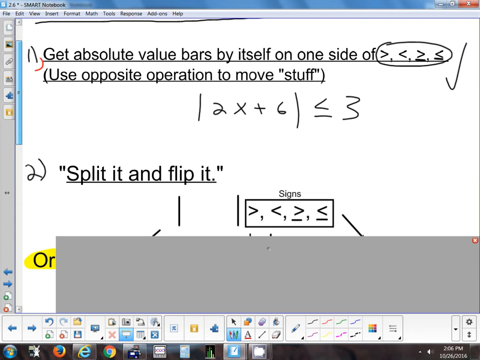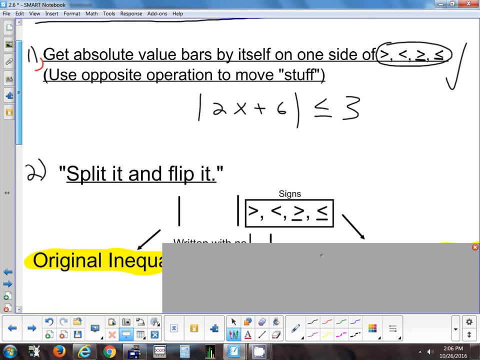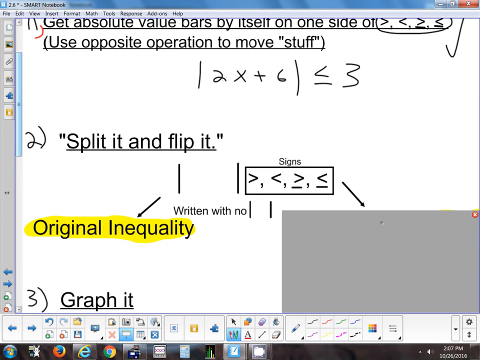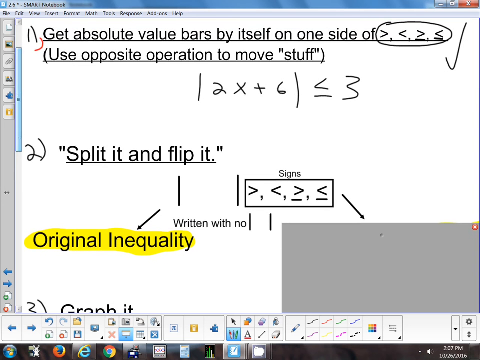Okay, so when we split it into two problems, Mr. Roy just went over this, when you split it, and I think Josh, you gave us the answer, what do you do when you write the first one? Yeah, you just don't write the bars. Okay, the first one is just the original inequality without the bars. So, where the arrows are pointing, you're going to write original inequality.